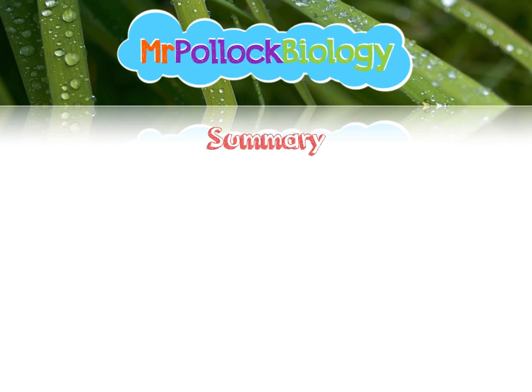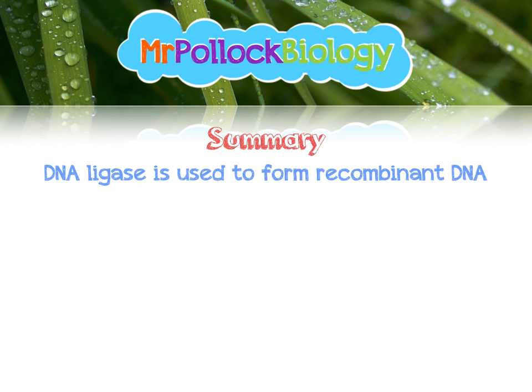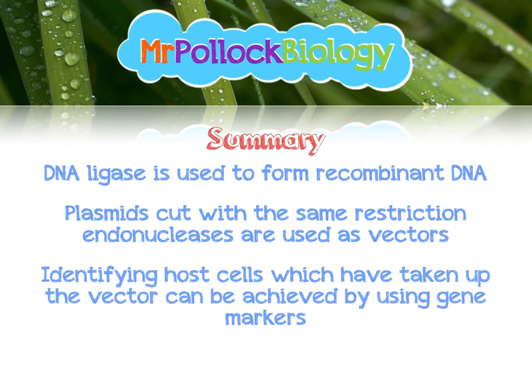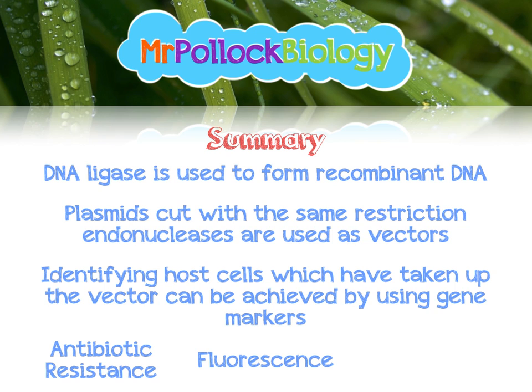So to summarise, a DNA ligase is used to form recombinant DNA. Plasmids cut with the same restriction endonucleases are used as vectors. Identifying host cells which have taken up the vector can be achieved by using gene markers for antibiotic resistance, fluorescence, and production of an enzyme.